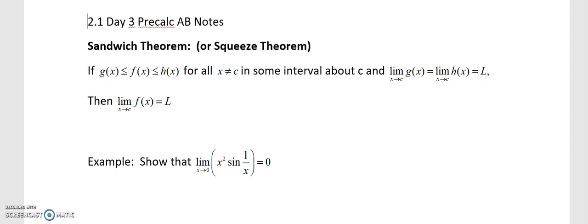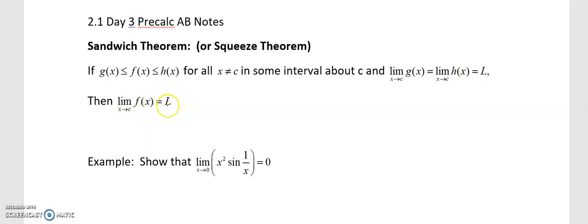So what we have here is, if g of x is less than or equal to f of x, is less than or equal to h of x for all x not equal to c in some interval about c, and the limit of g of x as x approaches c equals the limit of h of x as x approaches c equals L, which is just some y value, right? Keep in mind when you're evaluating limits, you are finding a y value the function approaches as x approaches c. If that is true, then the limit of f of x as x approaches c will equal that same y value, L.